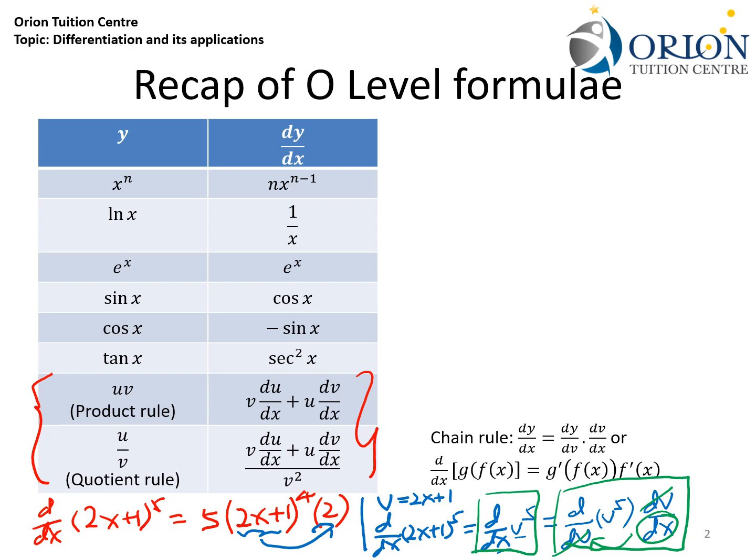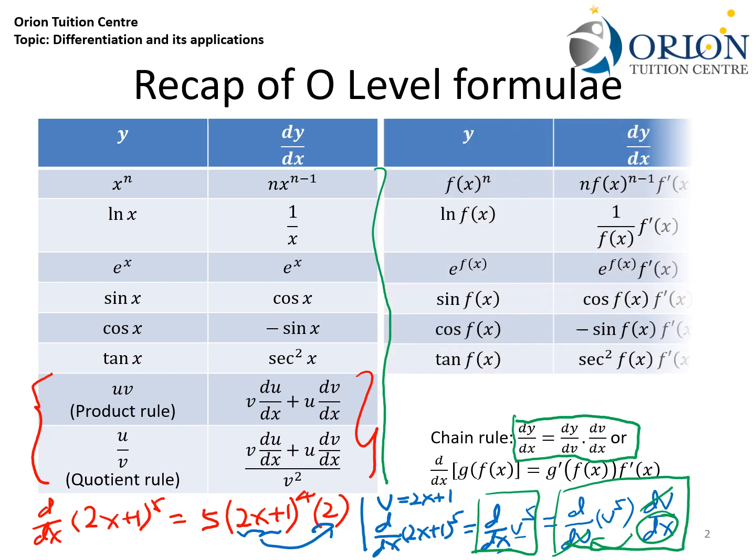So this is the chain rule. And based on the chain rule, we know that dy over dx can be written as dy over dv times dv over dx. Or in a more general form, if we have differentiation of g of a function of f(x), we can say that it is equal to g'(f(x)) times f'(x). We can extend this concept to the other functions that we have learned in this table over here. And based on this chain rule, we will get the following expressions.